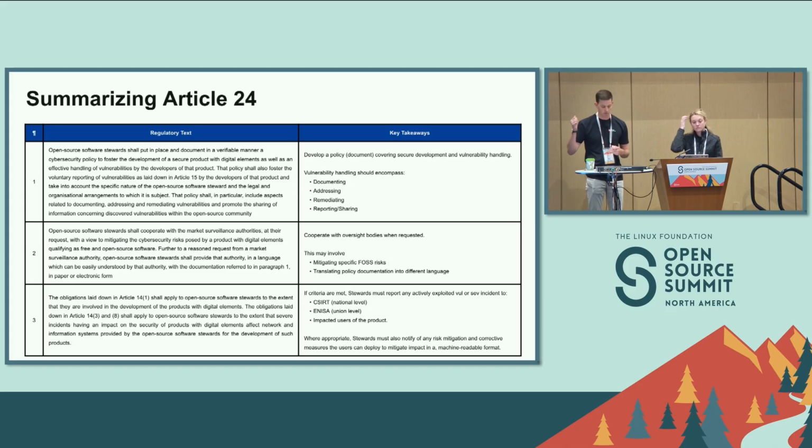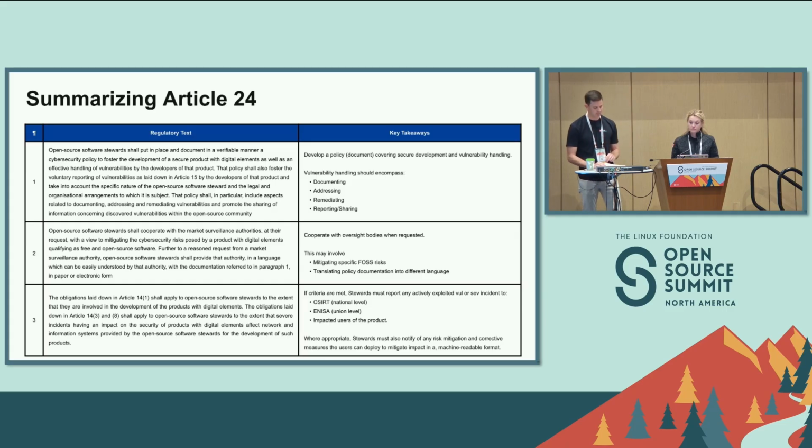So first and foremost, write a policy, a Word document, right, that describes your processes for secure development and vulnerability handling. I don't want to overcomplicate this because this is relatively basic. It doesn't say you need to follow best practice. It doesn't say you need to be SLSA level 3 compliant. You just have to have a document and make sure that the vulnerability handling section of that document captures these basic principles. How do you identify and document vulnerabilities? How are you addressing and remediating those vulnerabilities once identified? And then finally, how do you report and share those vulnerabilities with relevant stakeholders?